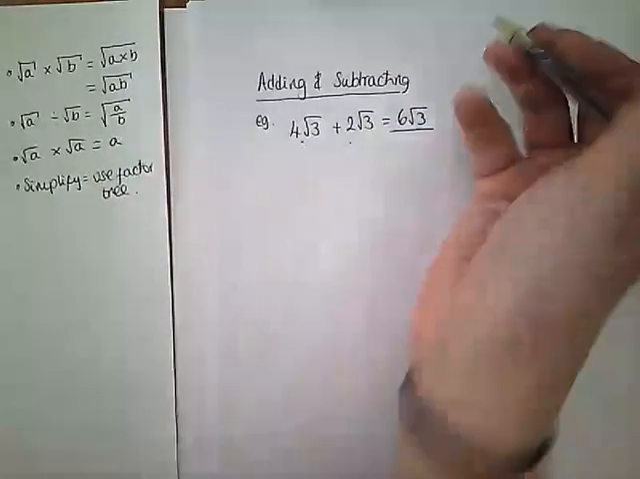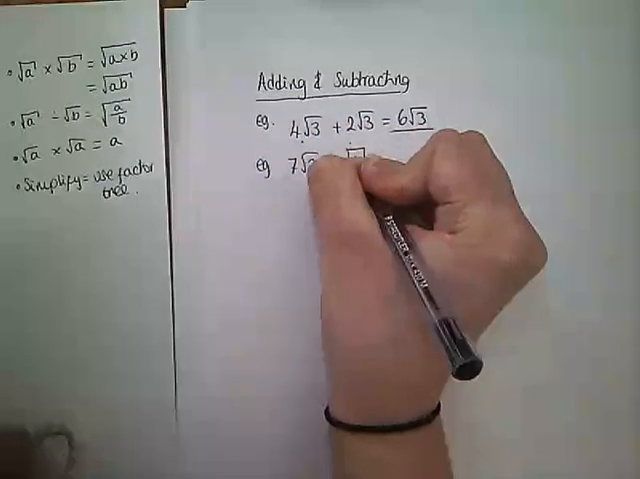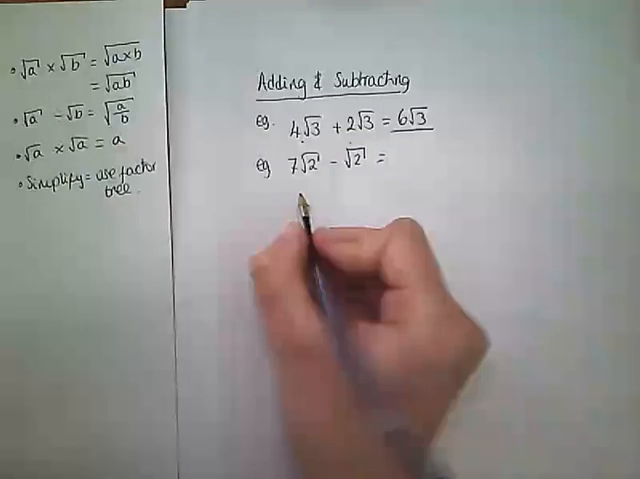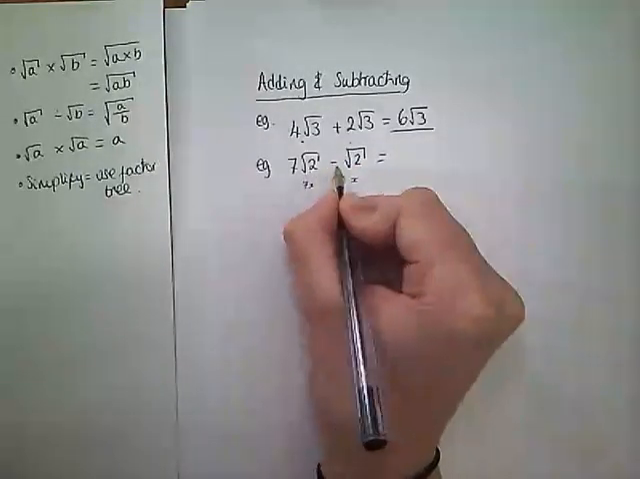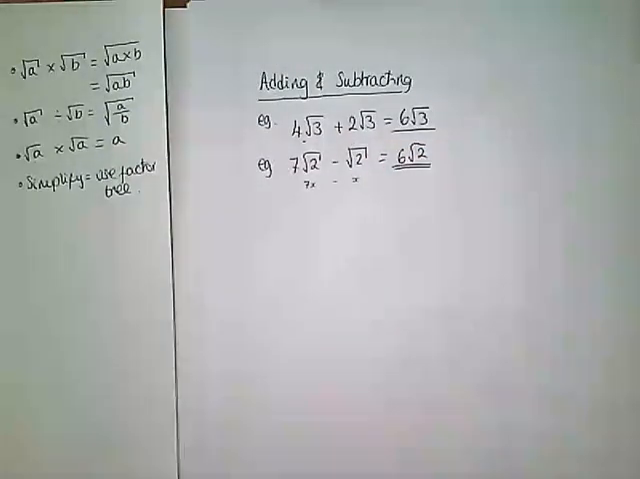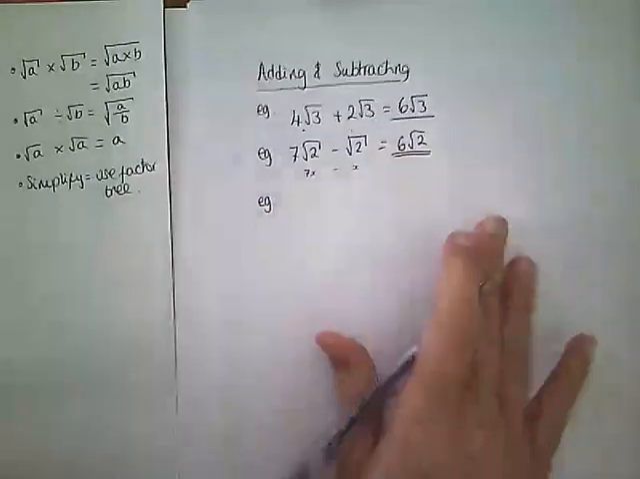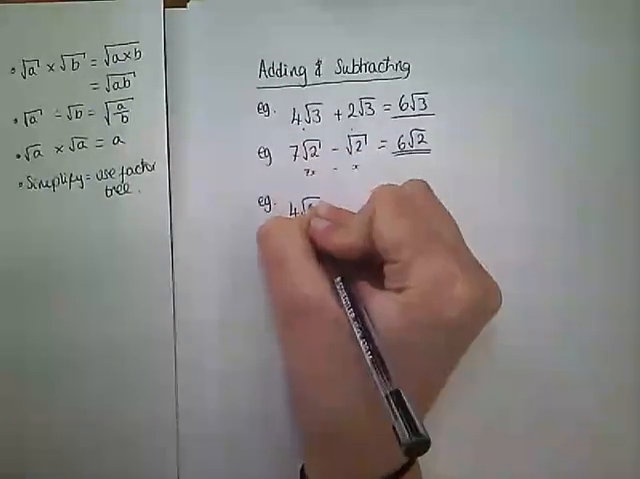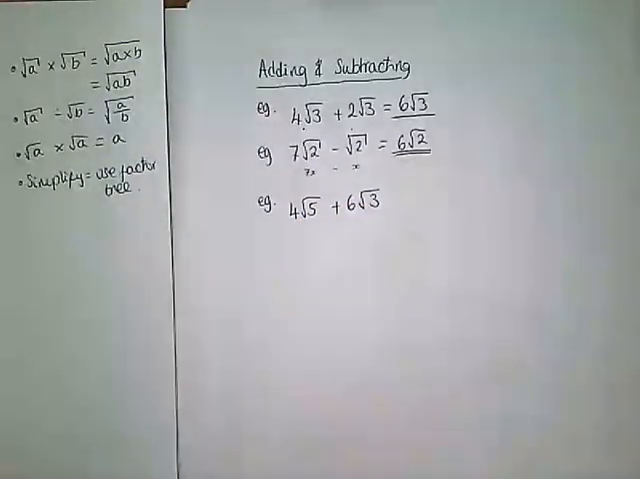Okay, similarly with subtracting, if you had 7 root 2, take away root 2, that's like saying I've got 7x, take away 1x. So I've got 7 root 2, take away root 2, so I have got 6 root 2. Hopefully that makes sense. That is adding and subtracting. Now, obviously that becomes more complicated if, for example, you had something like this. Okay, 4 root 5 plus 6 root 3.